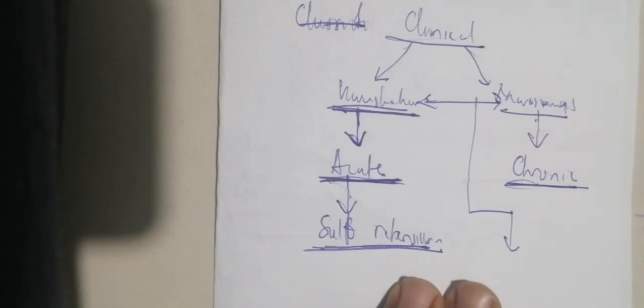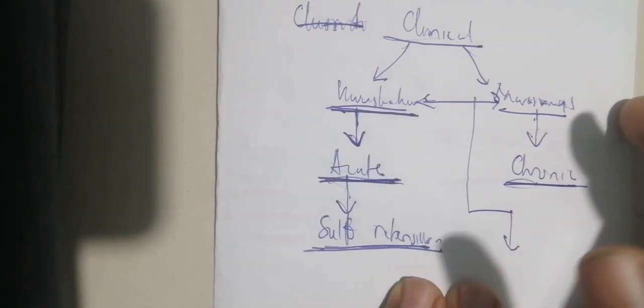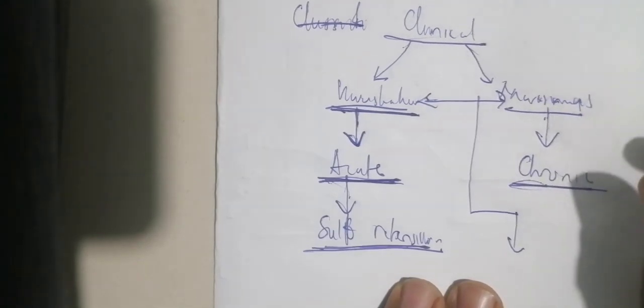Is it clear? So those are based on the clinical classification of kwashiorkor and marasmus. So now, after visualizing all this, we need to also know the clinical presentation of the pathogenesis.